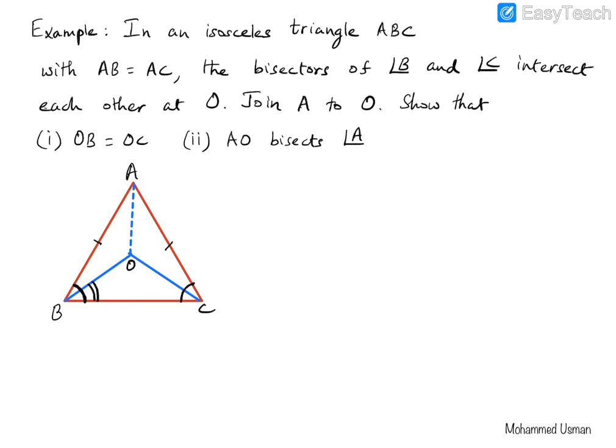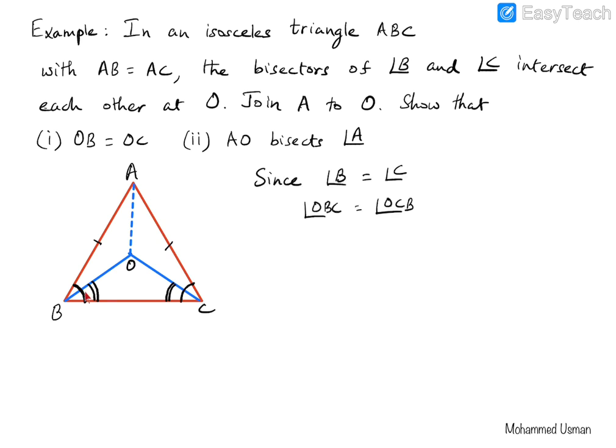Since these angles are equal, we can also say that the bisected angles are also equal. So the angle that the line BO makes with BC, and the angle the line CO makes with BC, those two angles are also the same, because each is exactly half of angle B and half of angle C. And since angle B is equal to angle C, half of angle B and half of angle C must also be the same. I have marked those equal angles with double lines.